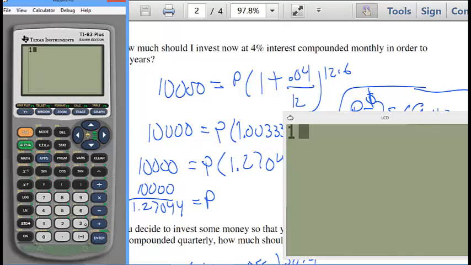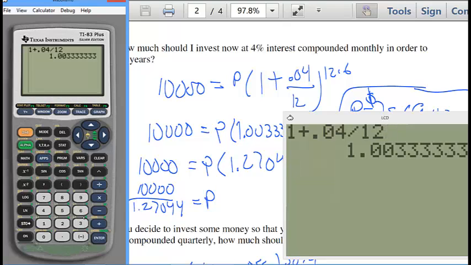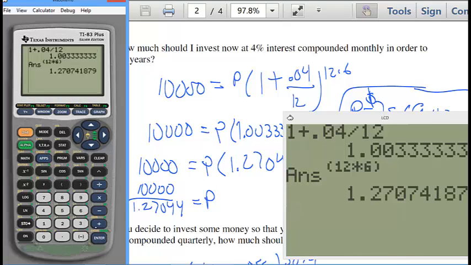So 1 plus 0.04 divided by 12. Oops, sorry, delete that out. Okay. And then I want to raise that to the 12 times 6, which gives me that. Okay, so that's the piece next to P, and I want to divide 1,000 by that.